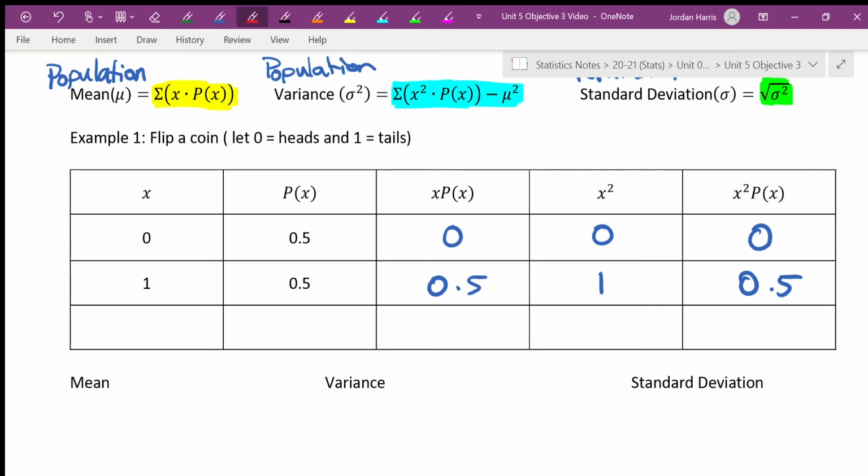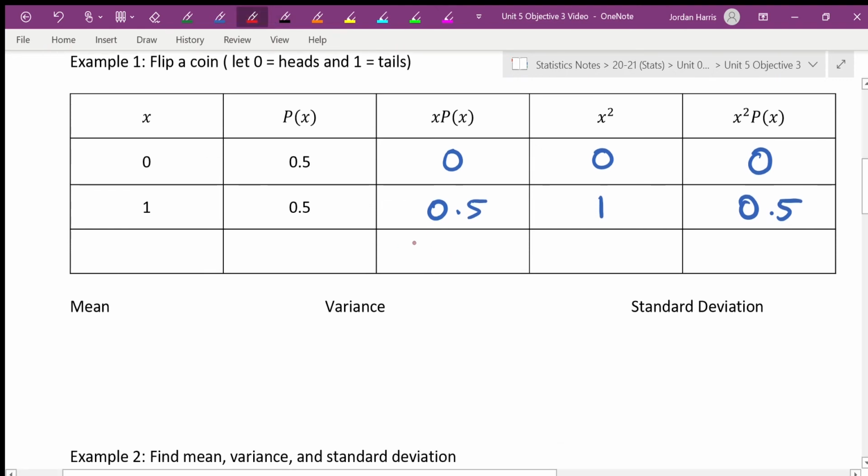We need sums. If I add up this column, I'll use a different color to recognize that this is the sum. The sum of x p of x is, adding them up, 0.5. And finally, the sum of x squared p of x is, adding them up, also 0.5.